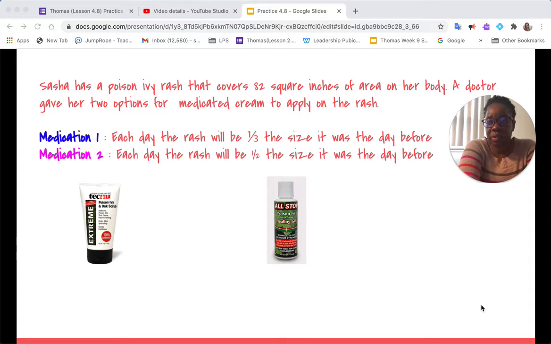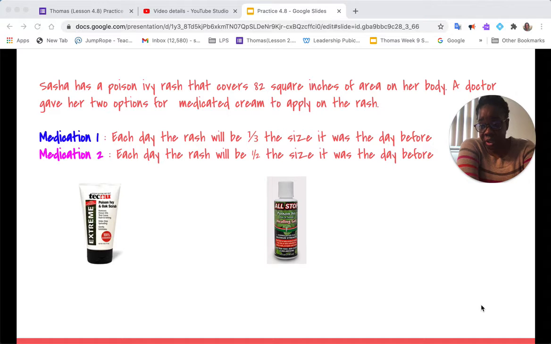Right, so this question says Sasha had a poison ivy rash that covers 82 square inches of area on her body. A doctor gave her two options for medicated cream to apply to the rash. Medication one: each day the rash will be 1/3 the size it was the day before. Medication two: each day the rash will be half the size it was the day before.